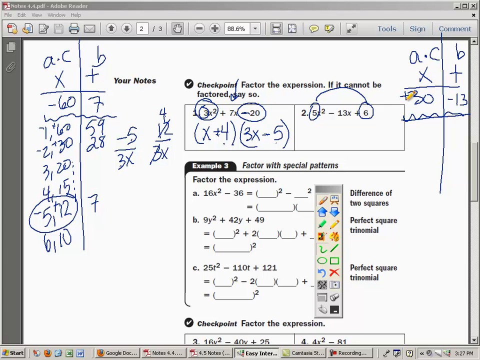Well, if they're both positives, you're never going to get negative 13, true? So that tells you that you've got double negatives here. The only way you're going to do this is by getting double negatives. All right? Two numbers that multiply to 30 that add to negative 13.